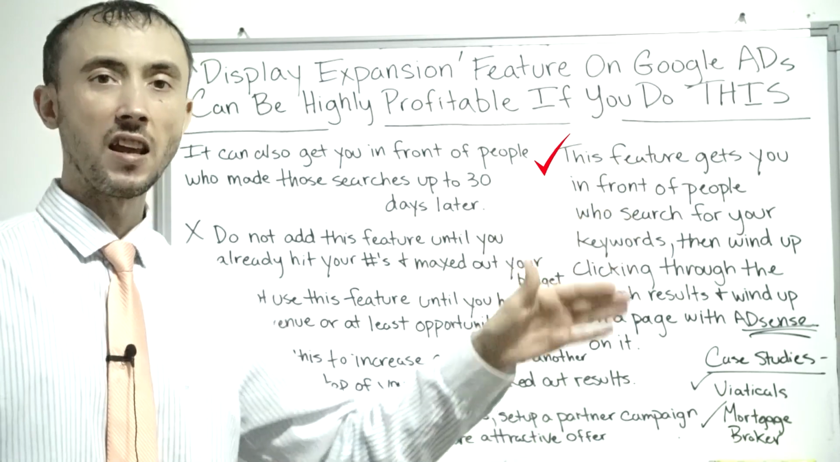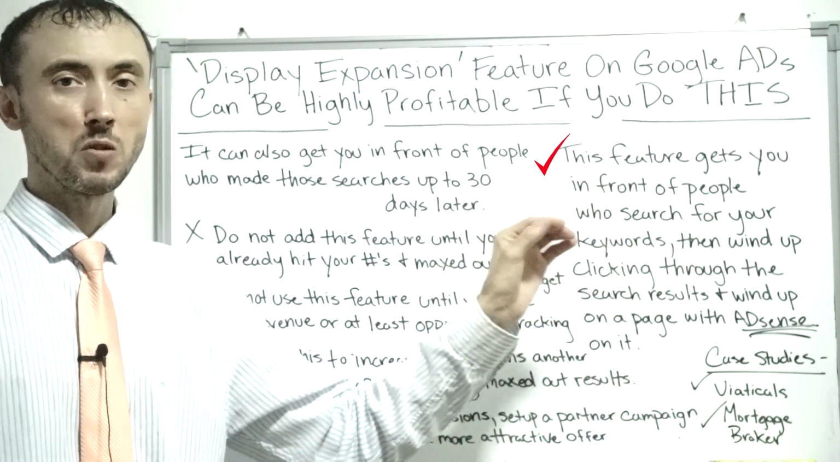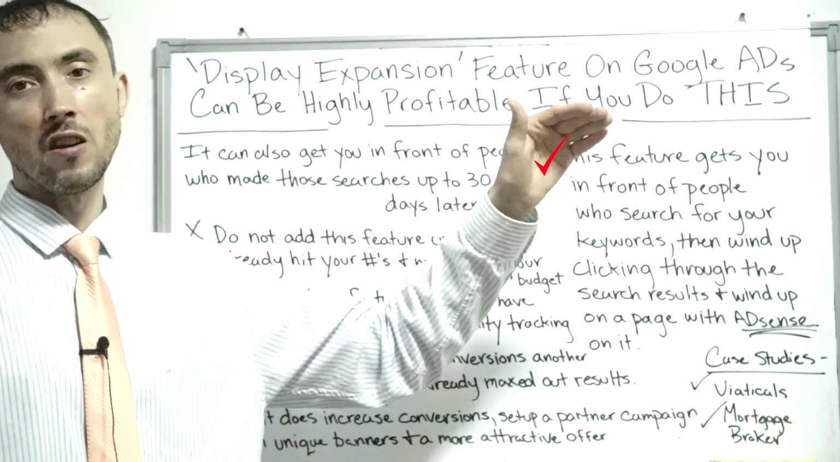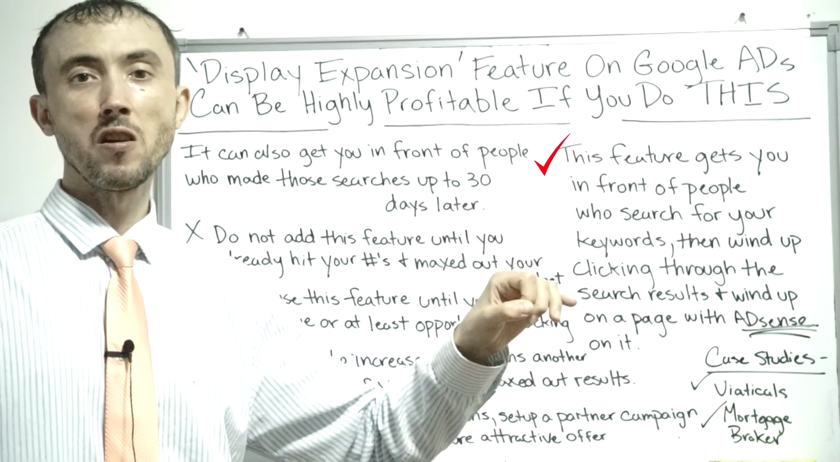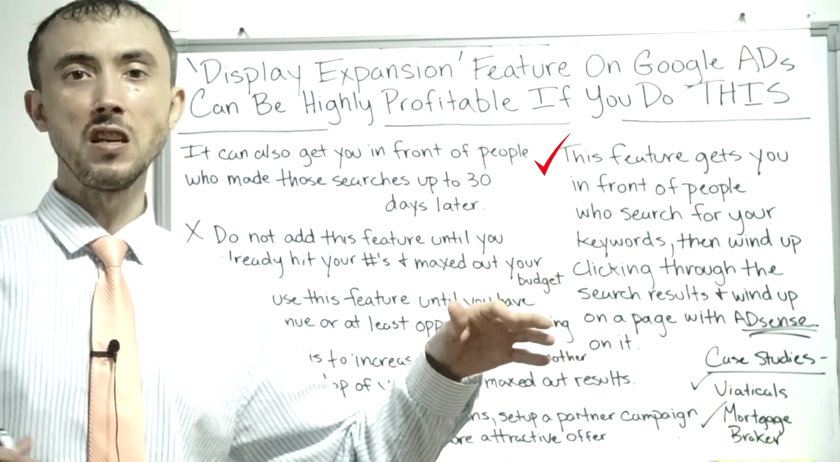if you don't know already, into your campaign settings, and then under networks, you make sure that the checkbox for display network is also selected. It's where you can also turn on search partners, even though normally we don't use search partners either.